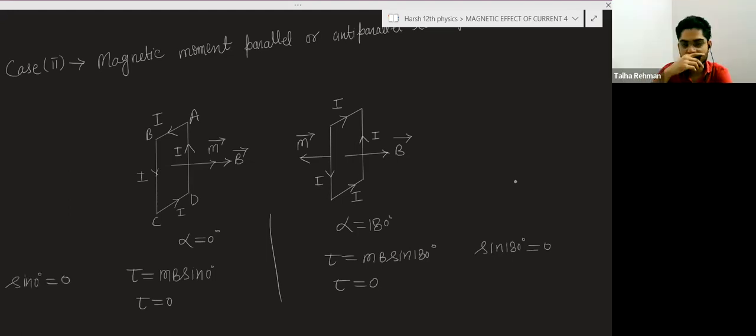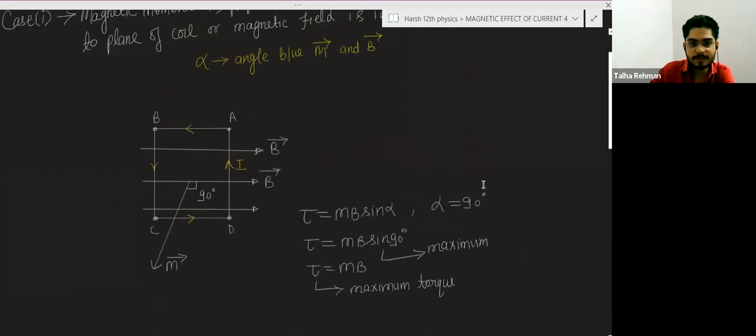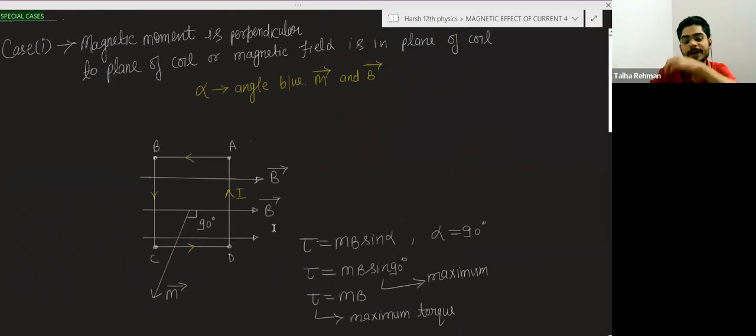So when the magnetic moment is in the direction of the magnetic field, the torque is equal to 0. When the magnetic moment is in the opposite direction of the magnetic field, the torque is also equal to 0. When the magnetic moment is perpendicular to the magnetic field, the torque will be maximum. Okay, now you can note down.